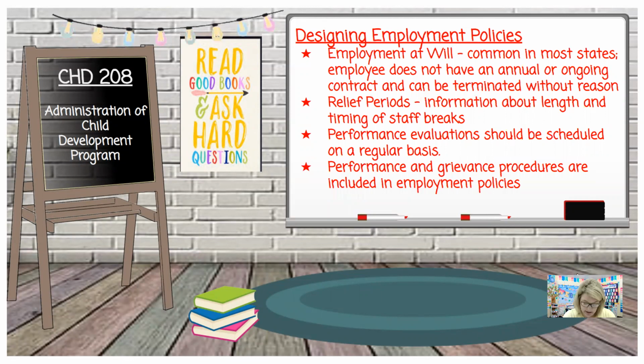Employment at will. So listen to this one. This one is pretty common in most states. And as a matter of fact, Alabama is an employment at will state. And so what that means is it refers to an employment status in which the employee does not have an annual or ongoing contract and that they can be terminated without reason. Okay, so that is another thing that you have to look at, and look in your contract or in the personnel policies and see, is the state where you're working an employment at will state.